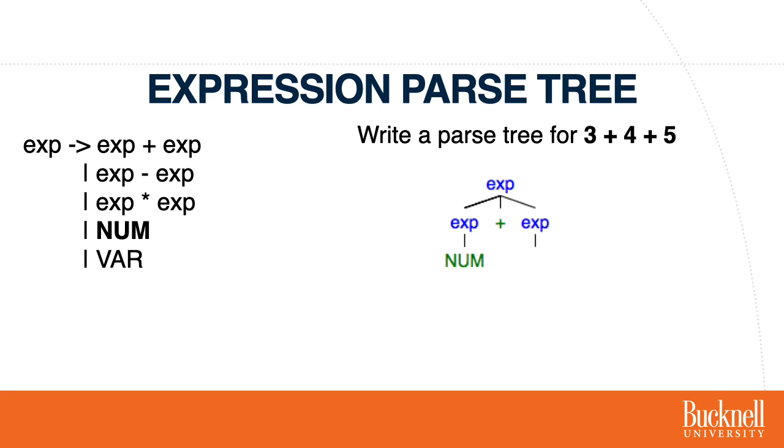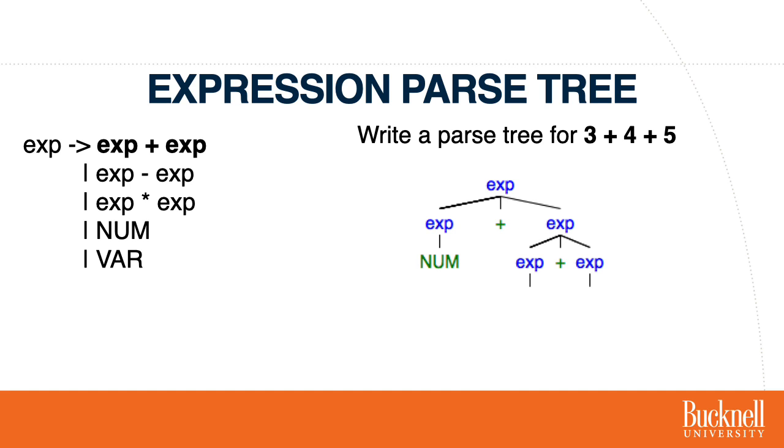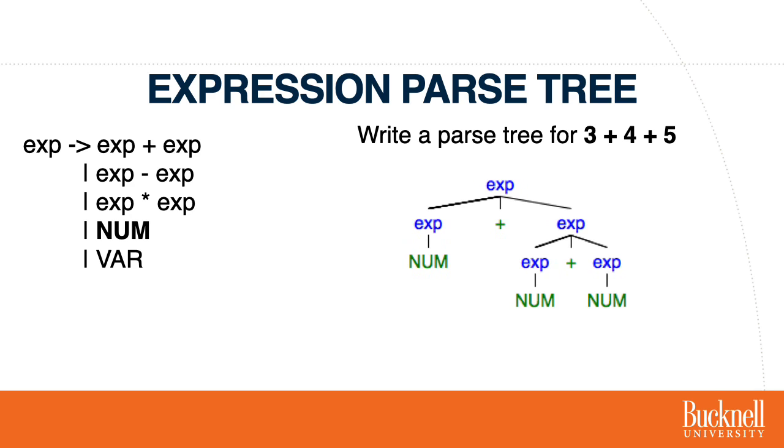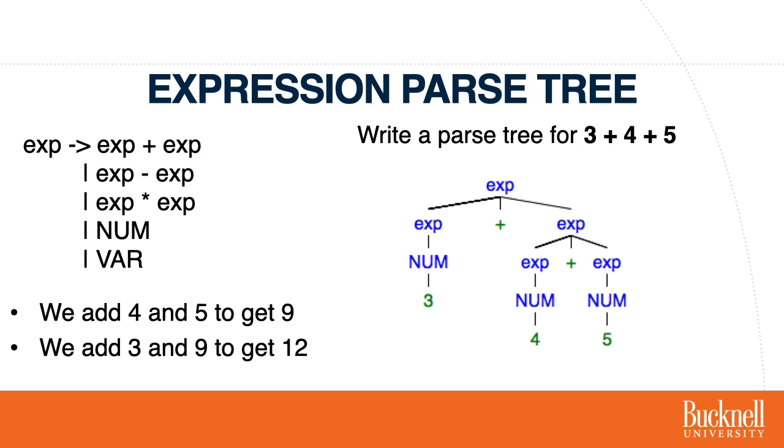We can replace the left expression with num, and the right expression with another expression plus expression, and then each of those expressions with num. Now we have the parse tree for 3 plus 4 plus 5. Note how 3 plus 4 plus 5 is being implemented here. We are first adding 4 and 5 to get 9, and then we're adding 3 and 9 to get 12.